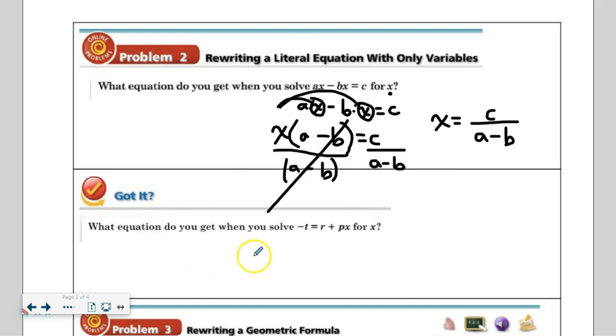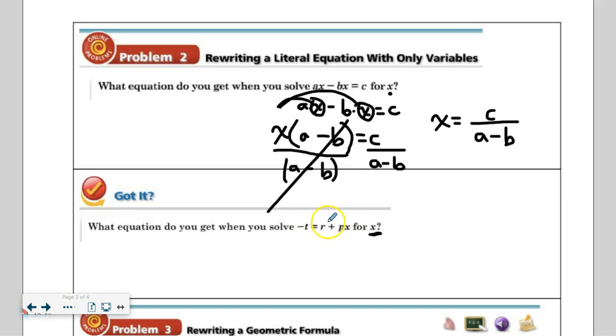What equation do you get when you solve negative t equals r plus px for x? This one is a tiny bit more complicated because there's several different operations going on. So the moral of the story is, if I want to solve an equation for x, that means by the end of things, x needs to be isolated by itself, and all the other letters and numbers need to be on the other side.